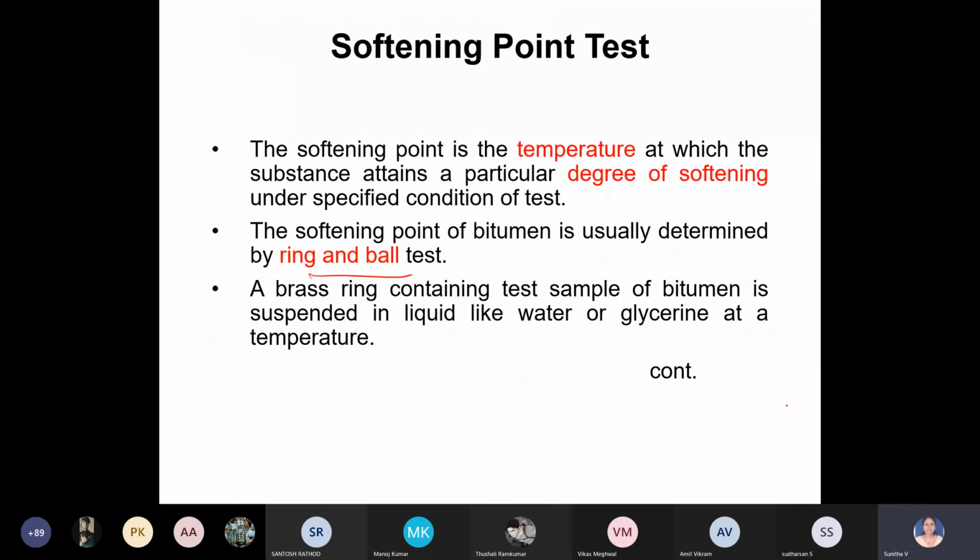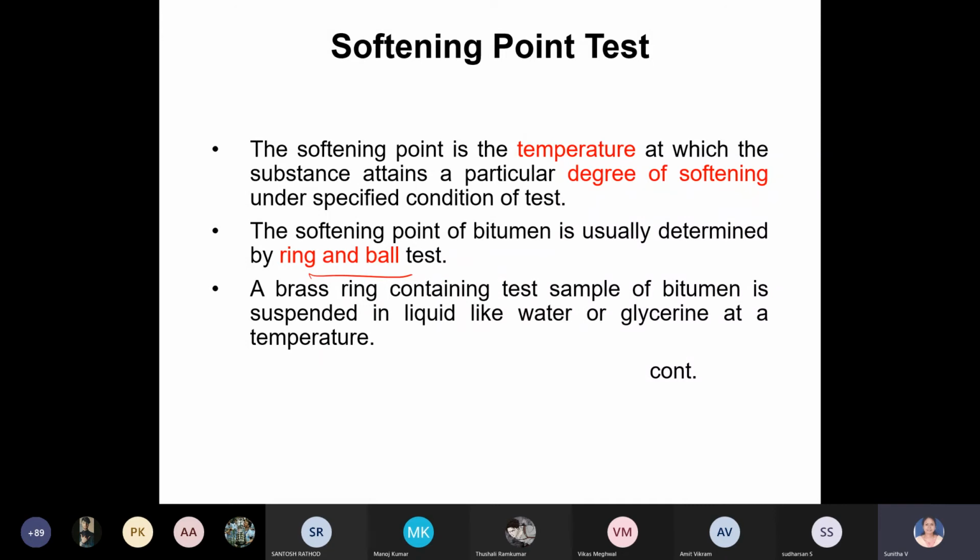So the softening point is the temperature at which the substance attains a particular degree of softening. That particular degree is for the bitumen to reach or touch that plate, under specified conditions of testing. This equipment is called the ring and ball apparatus or softening point apparatus. So this requires a brass ring containing a test sample of the bitumen.